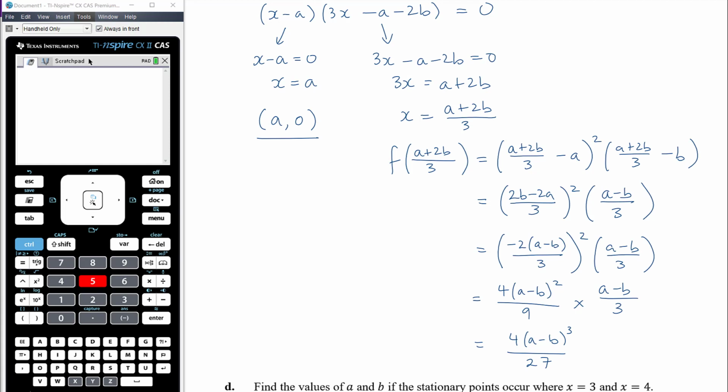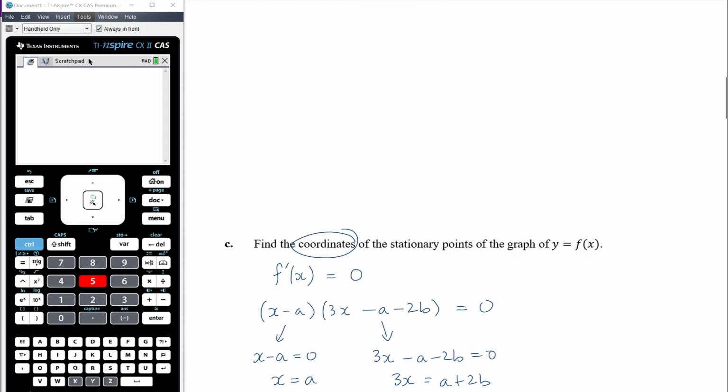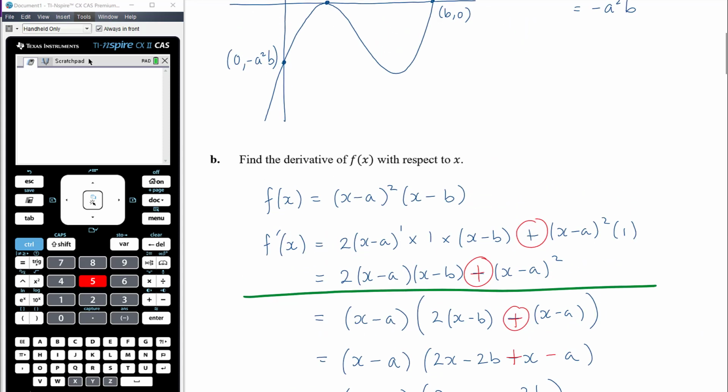Okay, so therefore the coordinates of the other point are a plus 2b over 3 and, sorry, not a, 4 times a minus b cubed over 27. Okay, so there's our 2 stationary points. So that ugly stationary point we've just found there, that is this second point down here.